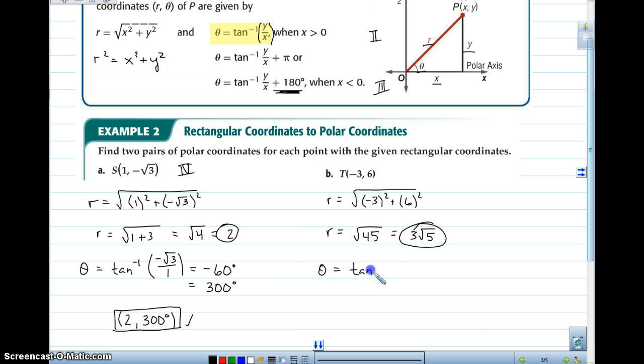Theta is going to equal the inverse tangent of the opposite side, which was 6, over the adjacent side, negative 3. This one you have to put in your calculator. It's not on the unit circle like negative square root of 3 over 1 was. So when you put this in your calculator, you'll get an approximate answer. Go ahead and round to 2 decimal places. You should get negative 63.43 degrees.